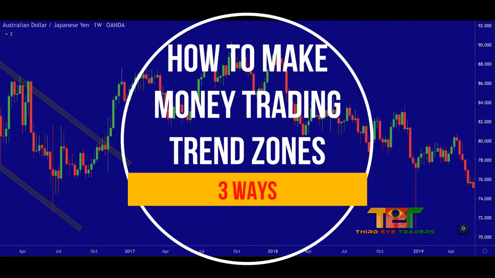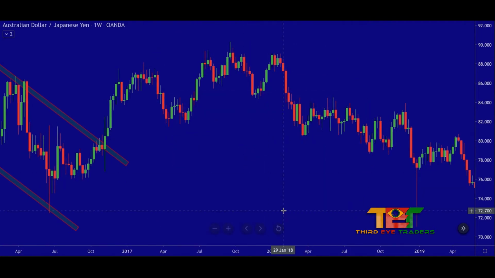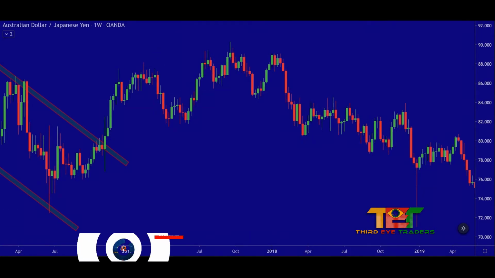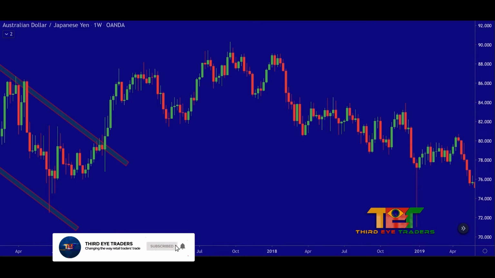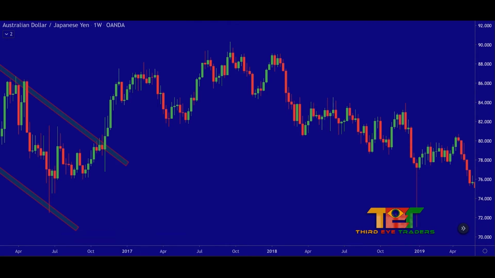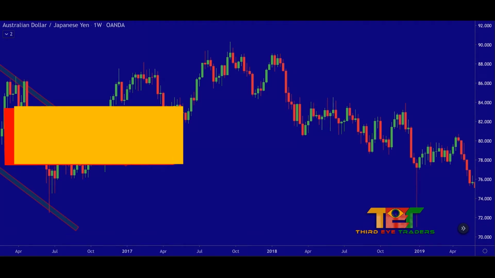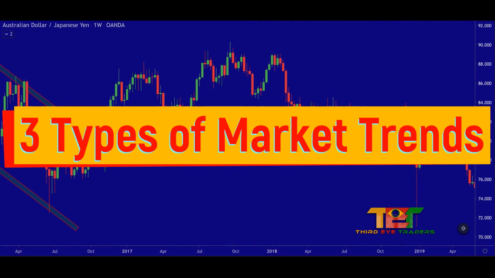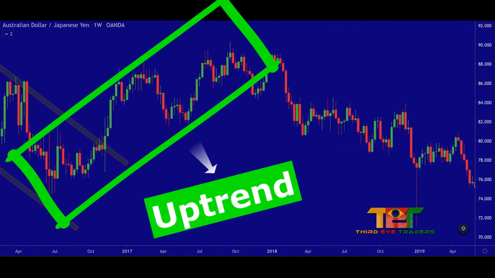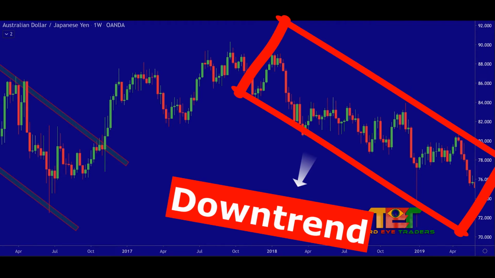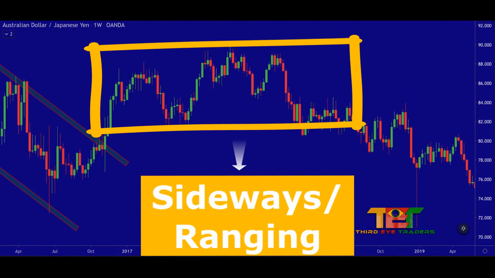Good day. Today we're going to discuss how to make money trading trend zone. Before we get started, there's a couple things you need to keep inside your memory bank. When it comes to identifying the market conditions, you need to know there's 3 types of market trends. There's an uptrend, a downtrend, and a sideways ranging trend, which is the market reset.